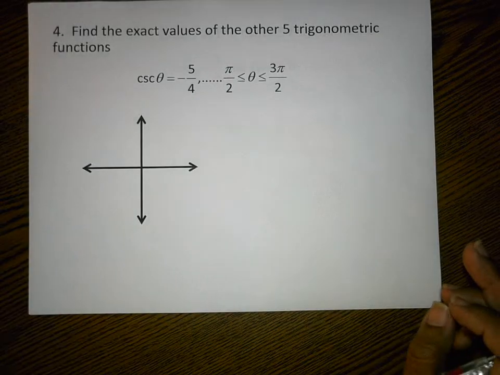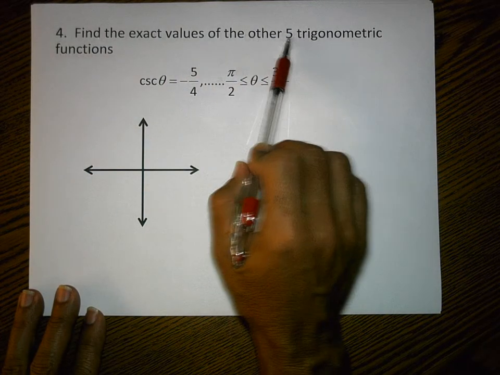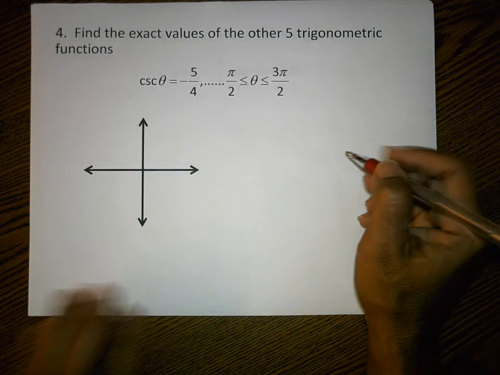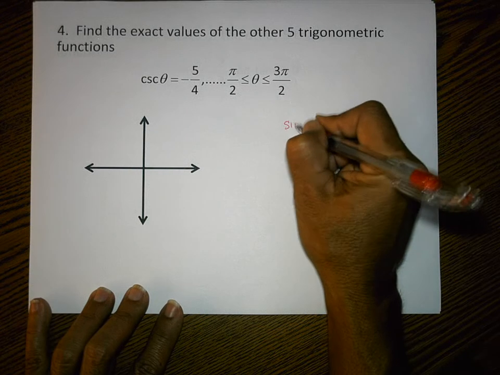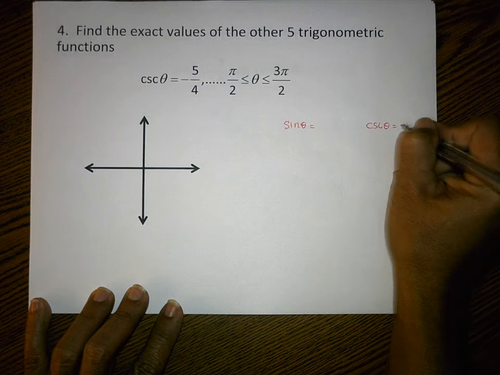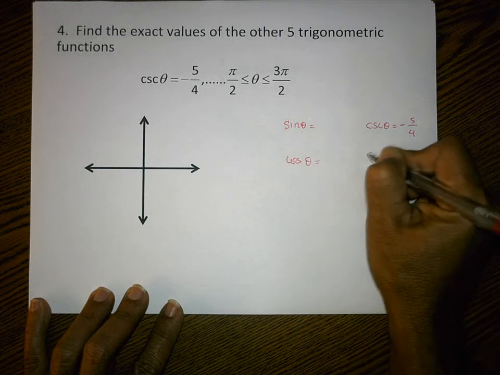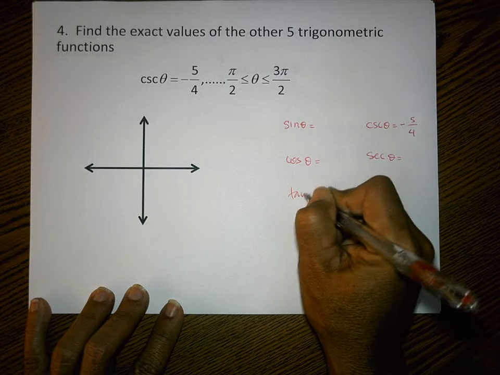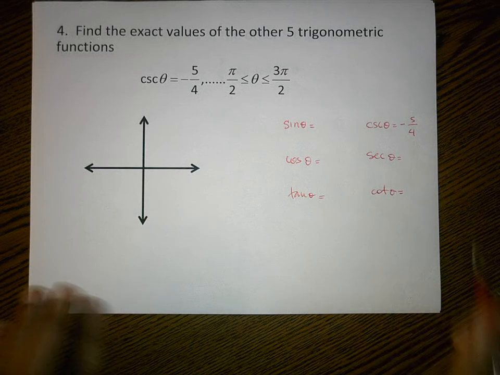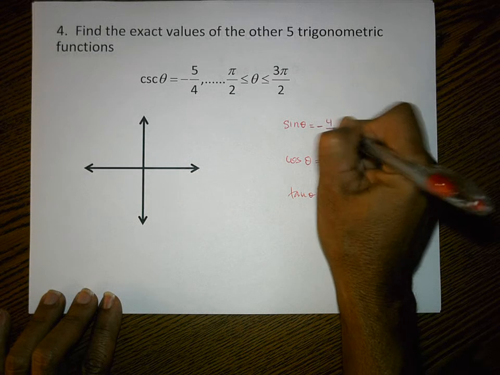All right. Find the exact values of the other 5 trig functions given one of them, okay? And there's a restriction. All right, I like to set up my functions first. The sine, the cosecant, which is given to us, negative 5 over 4. I'm going to go ahead and set up my cosine and my secant and the tangent and the cotangent. All right, I like to line them up all nice and neat. Immediately we can figure out what the sine is. Let's just flip this fraction, is negative 4 over 5.